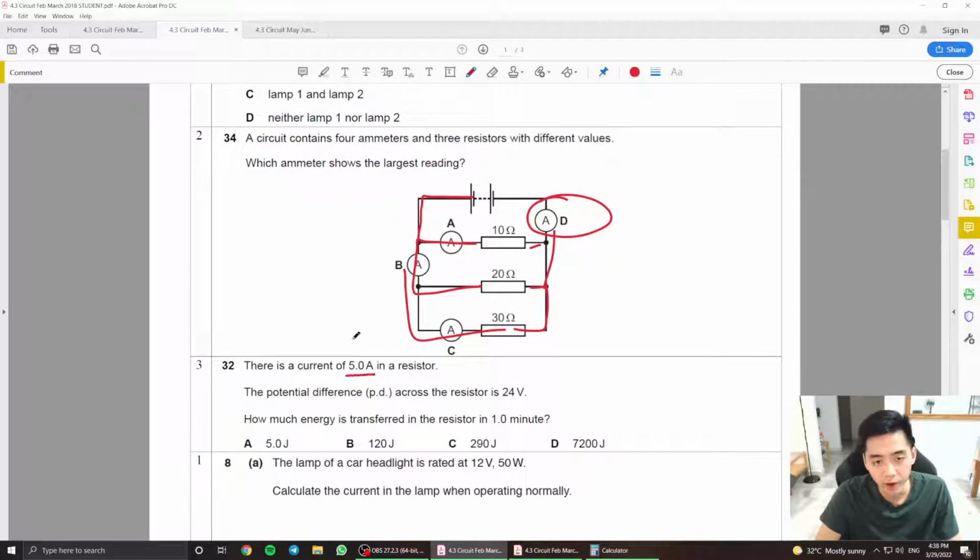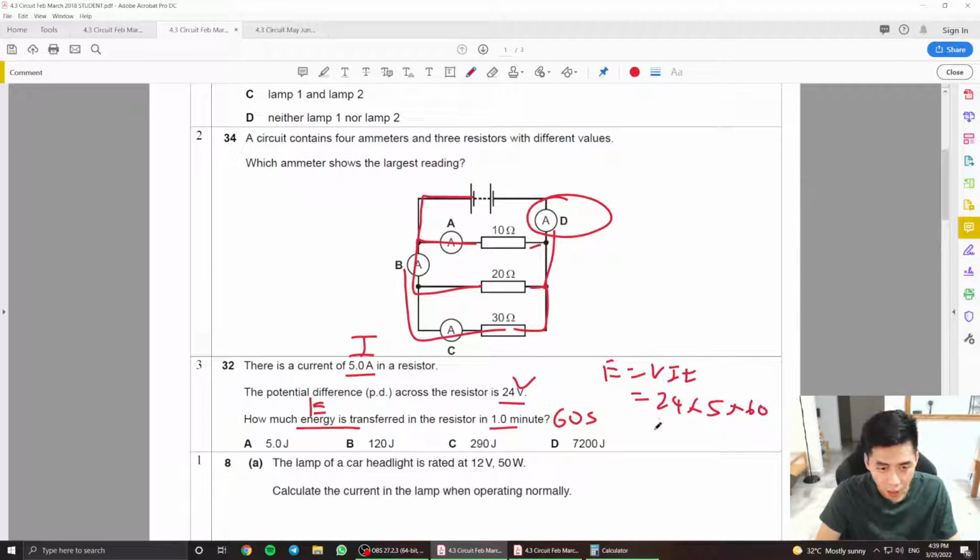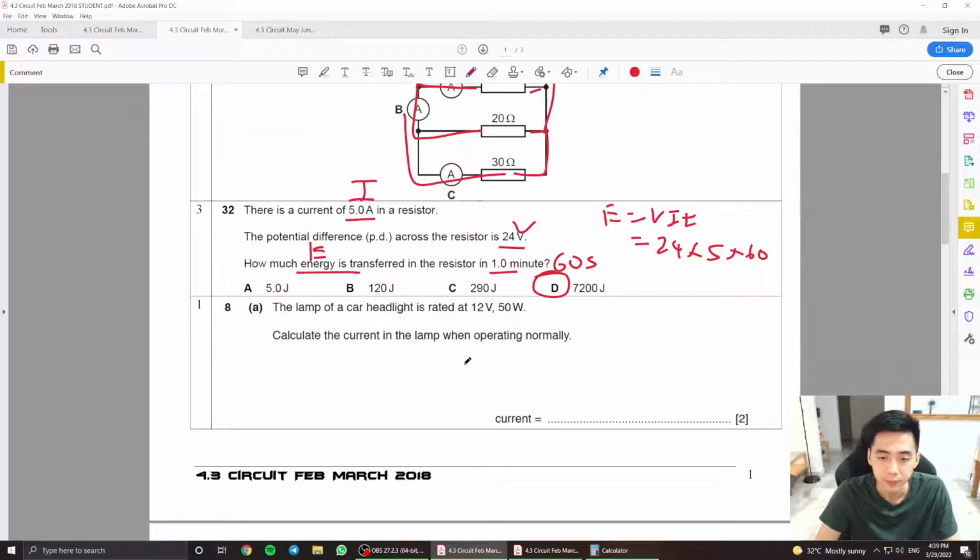There is a current of 5 amperes in a resistor. The potential difference across the resistor is 24 volts. How much energy is transferred in a resistor in 1 minute, which is 60 seconds here? Energy is supposed to be equals to VIT. You can refer to the formula here, which is 24 times 5 times 60. Press everything into the calculator. I'm pretty sure it should be not smaller than 290, right? So obviously 7,200 joules is the only logical answer here.